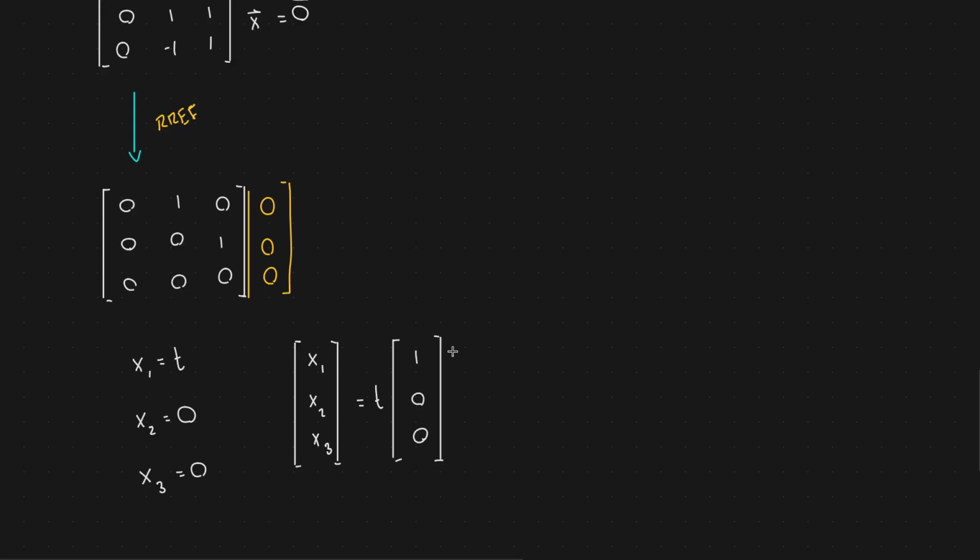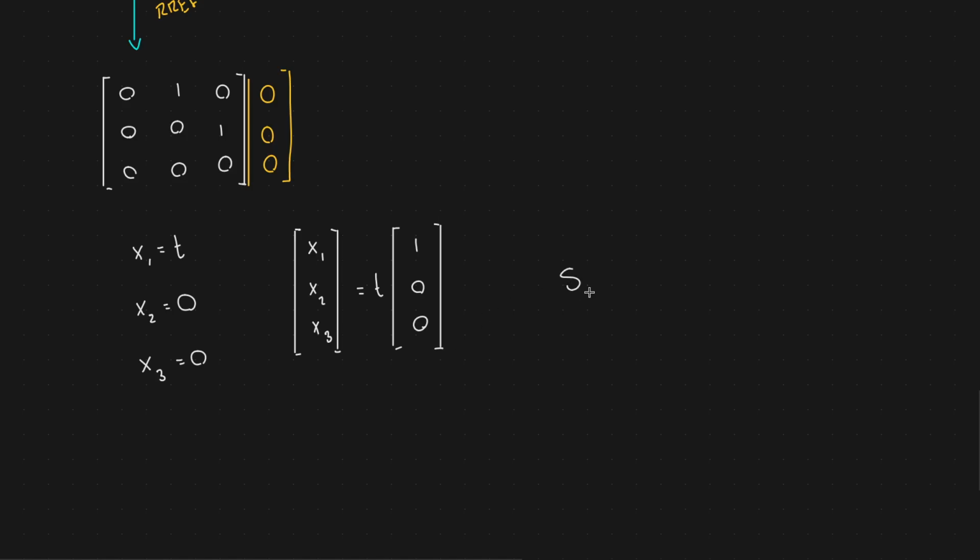So my eigenspace for 0, S sub 0, is going to be the set of all vectors that look like this. All vectors of this form are going to be an eigenvector for the matrix with associated eigenvalue 0. So the span of vector 1, 0, 0 is the eigenspace, and 1, 0, 0 is a basis for that eigenspace.